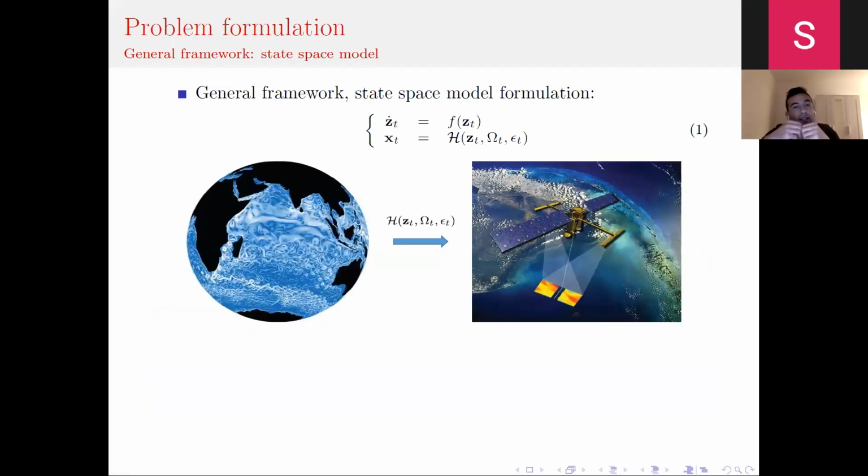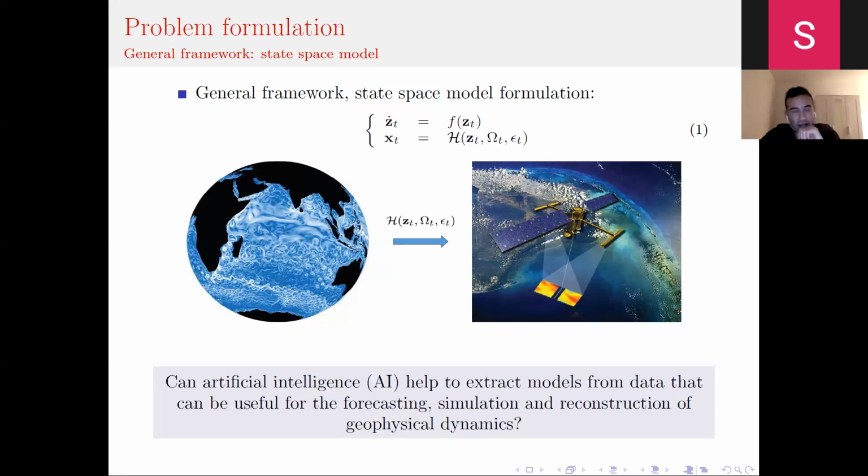Okay. So the general framework used throughout all this work is the classical state-space model formulation, where we assume that there is some hidden state Z that evolves in time according to some unknown differential equation, and we are provided with some observations X that are linked somehow to this hidden state Z. Within this formalism, we are asking how to use AI in order to extract models from observations that can be useful for forecast, simulation and reconstruction of geophysical dynamics.